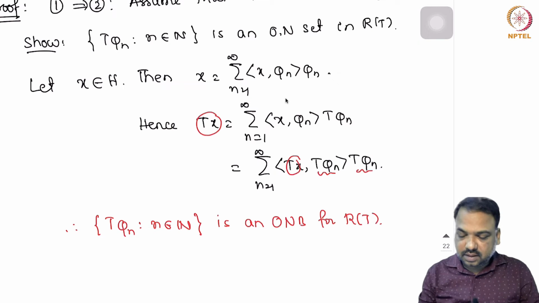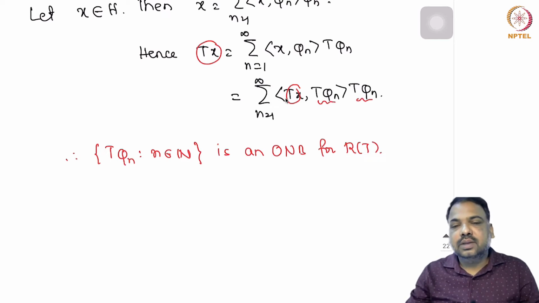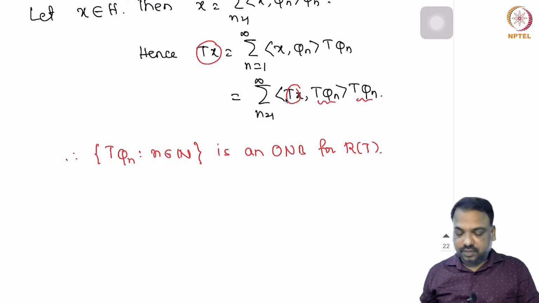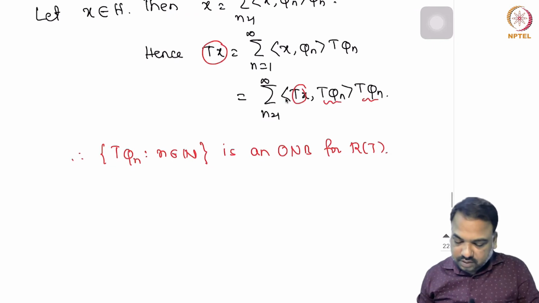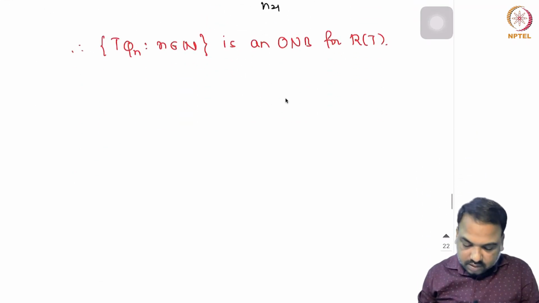We have already seen in the review of Hilbert spaces that if an orthonormal set satisfies this condition, then we can conclude that it is an orthonormal basis, because this is a Fourier series of a given element in the space. Okay, so from this we can conclude that T phi n forms an orthonormal basis for the range of T. So let us look at the other proof.